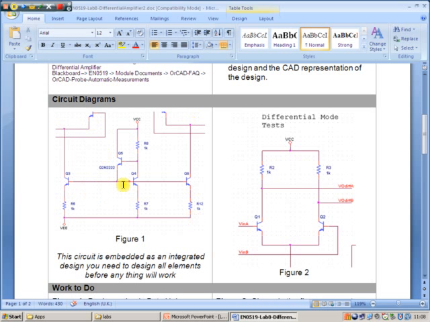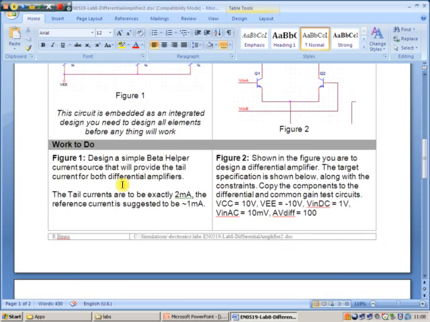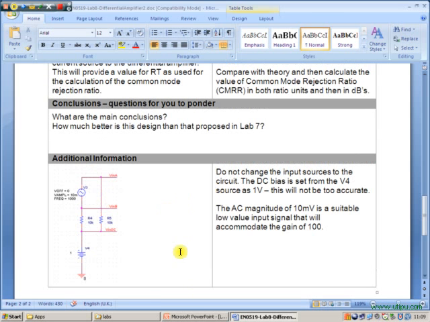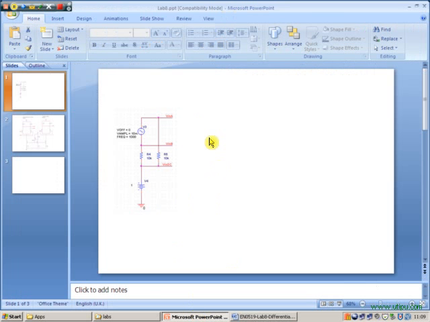So your work to do is to design the current mirror to support the design, and then you possibly use the same design parameters that you gathered before in Lab 7. Doing so will now give you a complicated design. Again, please don't change the values or the design of the supply source, 10 millivolts input signal, or the DC bias. Let's have a look at our design.